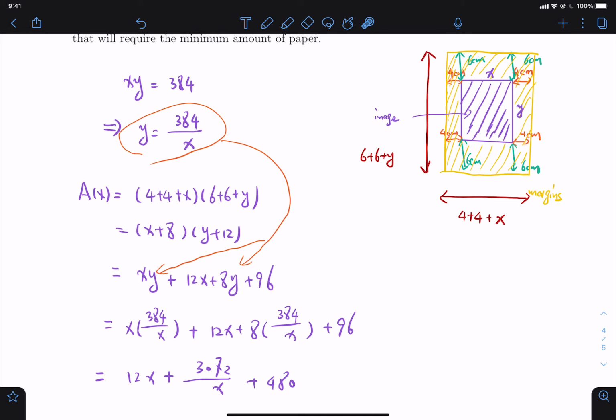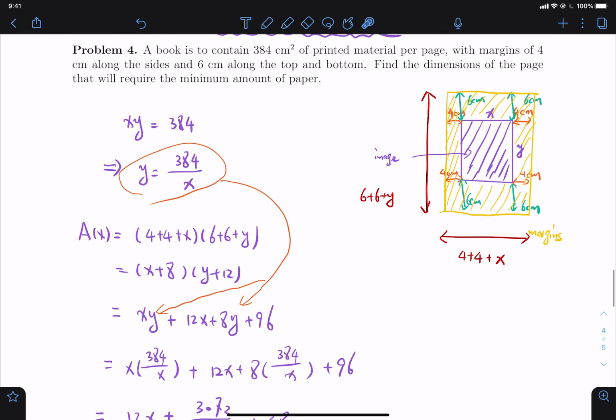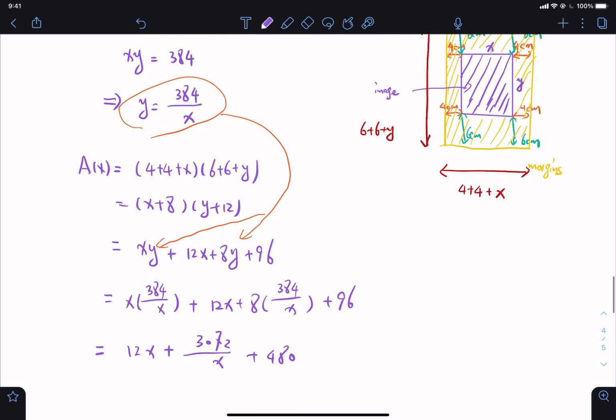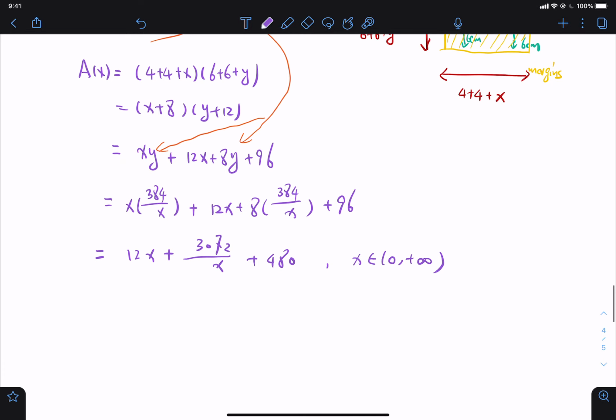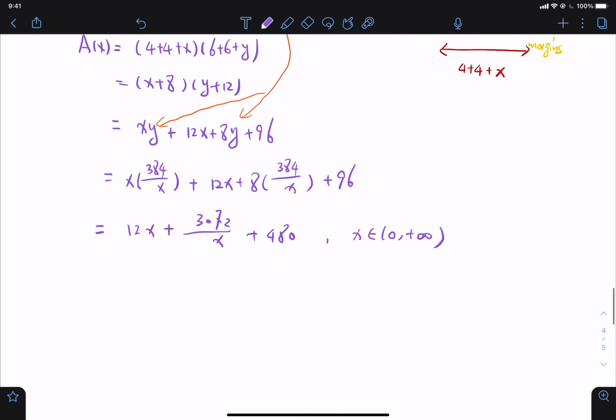Like in the previous question, the design is up to you. You can make this image very flat, so that x will be very large and the page is very short. Or you can make this rectangle very skinny and very tall, so x is very small. So you see that the range of x can be as small as 0 and as large as infinity, just like in the previous question. So it's from 0 to infinity.